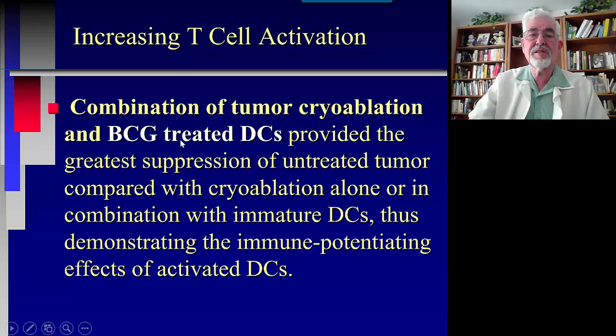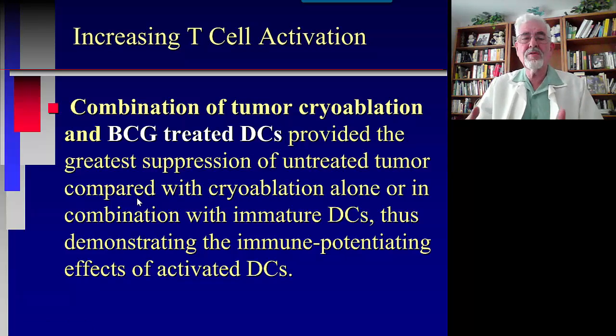Combination of tumor cryoablation and BCG-treated dendritic cells provide the greatest suppression of untreated tumor compared with cryoablation alone in combination with immature DC, thus demonstrating the immune potentiating effects of activated dendritic cells. So it's activated DC injected directly and combined with BCG. So we see we combine more immune modulator, immune stimulator, and we also bring the dendritic cell into the area of the battlefield where the immune system meets the cancer cells.